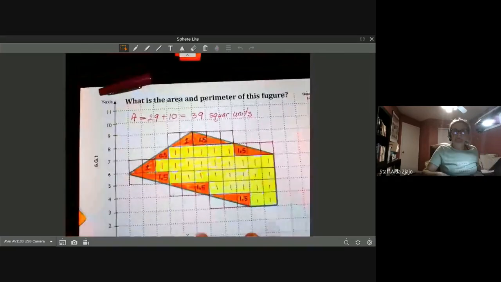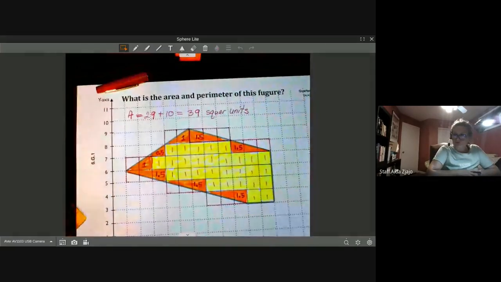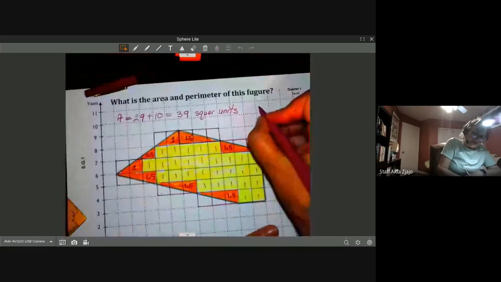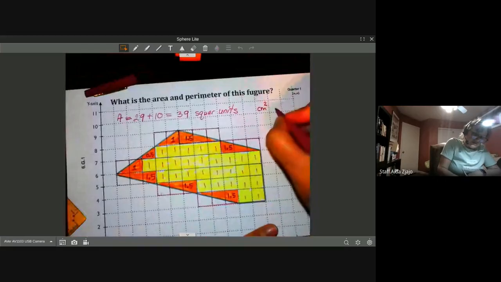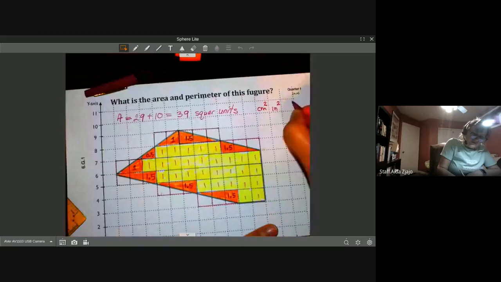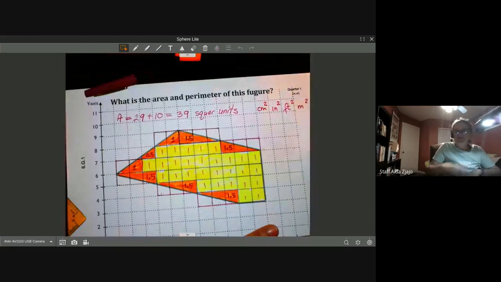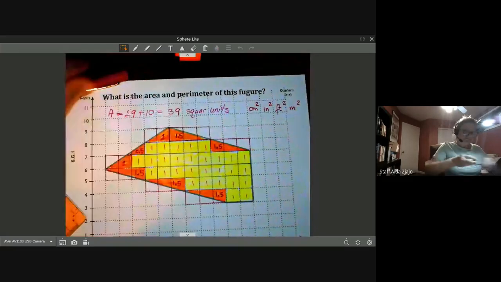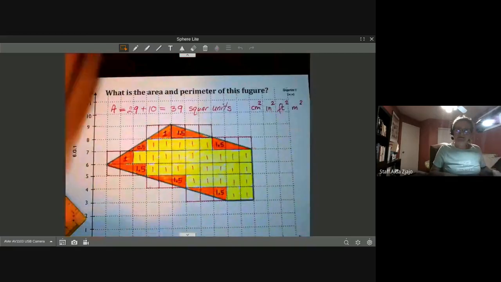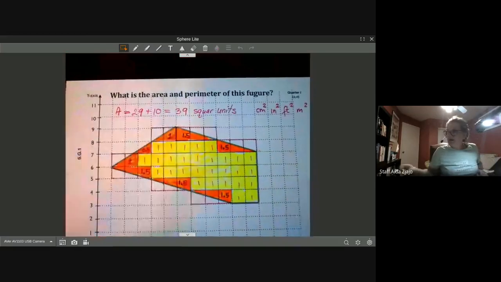So it could be square centimeters or square inches, and we use abbreviations like square centimeters, square inches, square feet, square meters, all these different units depending on what is needed. So that would be the inside method. And now we're going to explore the outside method and see how it works.